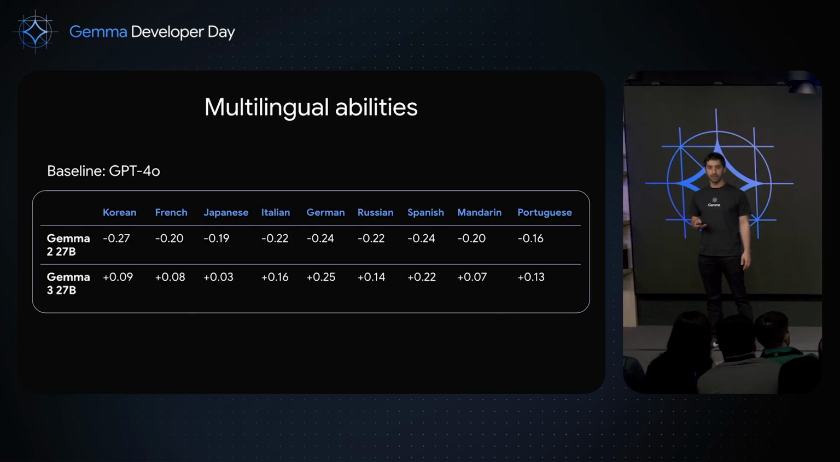Here are some numbers. Here we compare Gemma 2 27B to GPT-4o and Gemma 3 27B to GPT-4o. For you to understand what these numbers mean, we usually consider that plus 0.05 is a significant improvement. And we see that for German, we go all the way to plus 0.25 compared to GPT-4o. In Spanish, plus 0.22. And in Japanese, plus 0.03. In fact, 1 minute before this talk, I just learned that on the LMArena chatbot arena, the Gemma 3 27B model is now leading all open weights models in French and in Spanish.